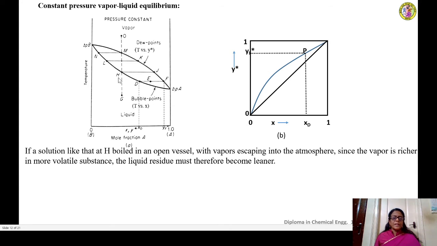Means with the continuous escape of vapors, if you keep the solution boiling, then the vapor formed being rich in more volatile substance reduces the composition of the residual liquid with respect to that more volatile substance. So its concentration with respect to component A decreases. So finally becoming zero at a point which corresponds to boiling point of pure B, indicating that whatever that finally will be left out in the vessel is nothing but a pure component B.